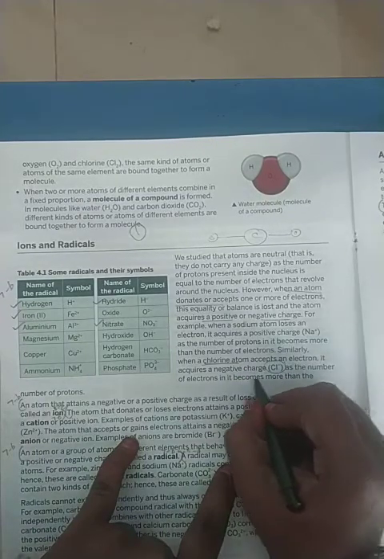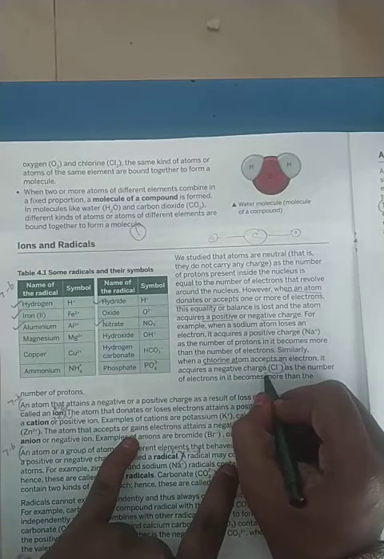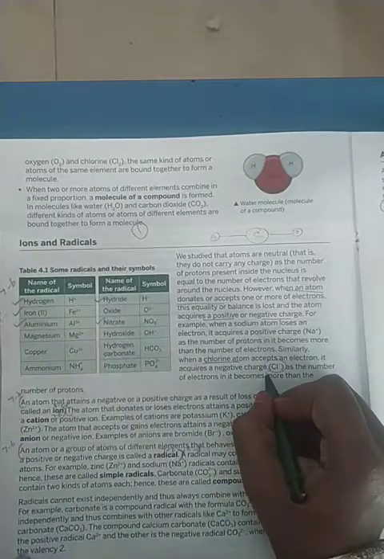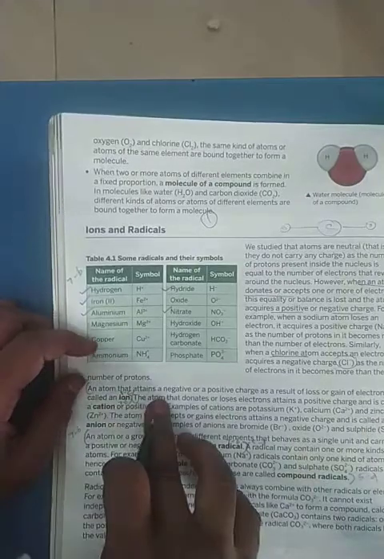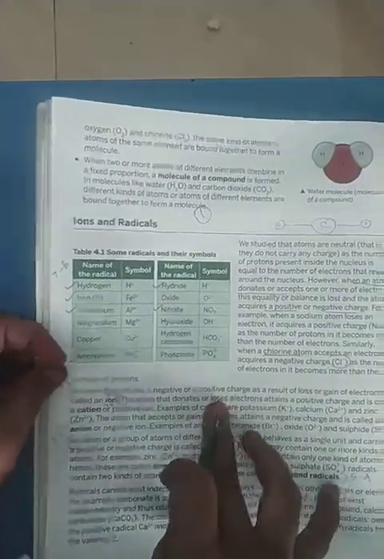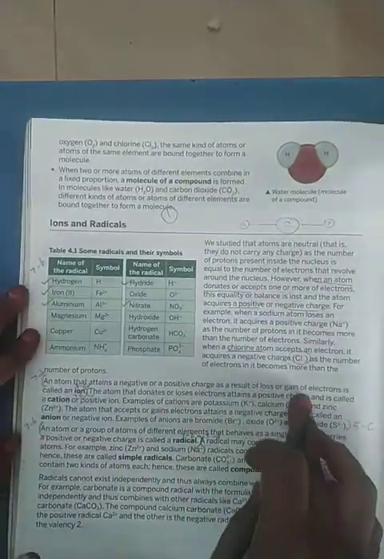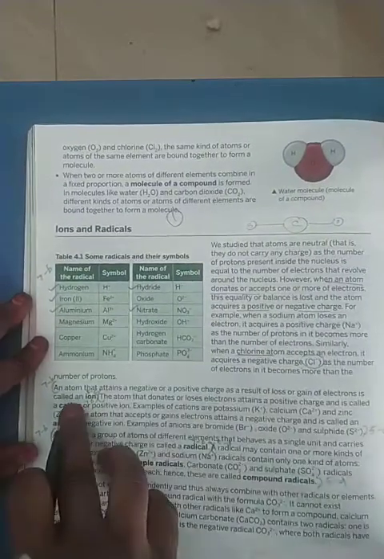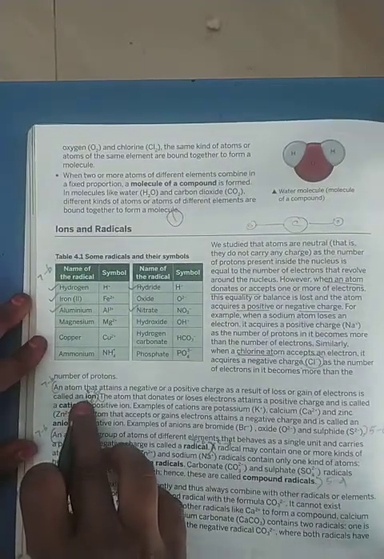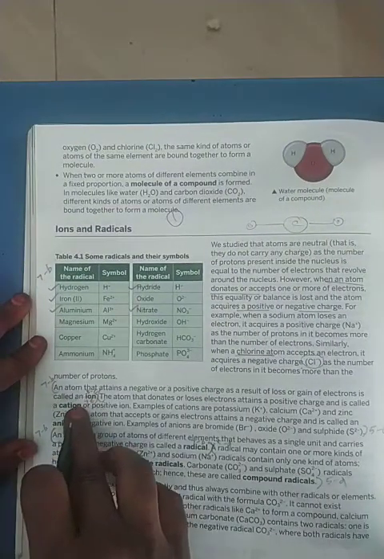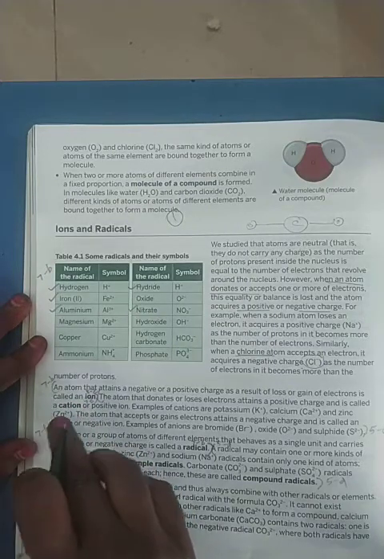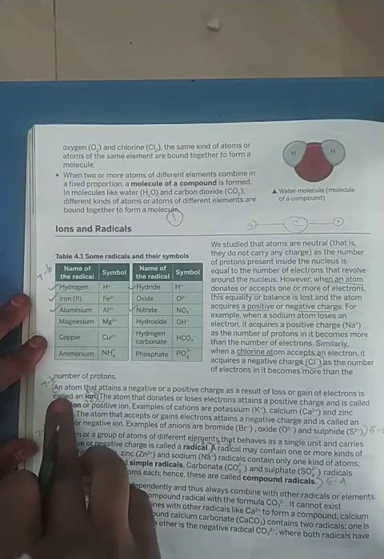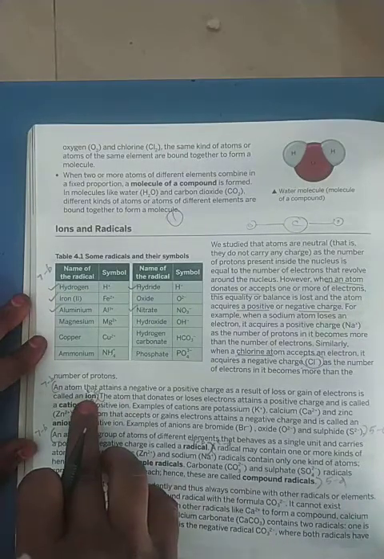So the chlorine will gain more electric negative charge. Okay, so this is what they are saying. An atom can attain a negative or a positive charge when it loses or gains electrons, and then it becomes an ion. In that case, we call it a charged atom. It can be either positive charge or negative charge. So the charged atom is called the ion.